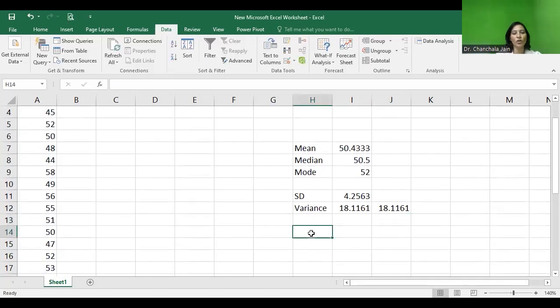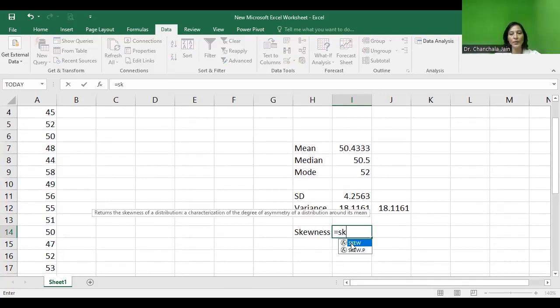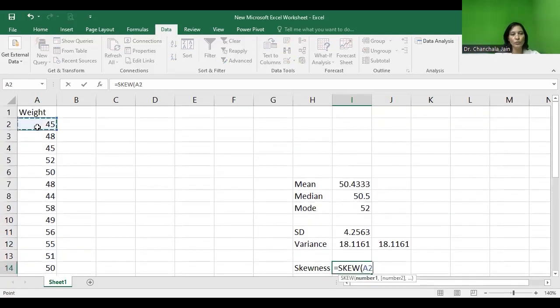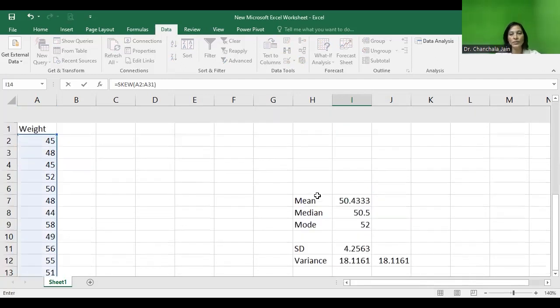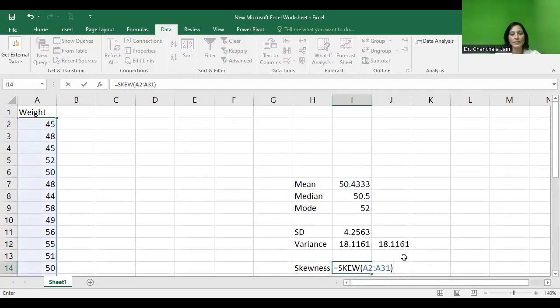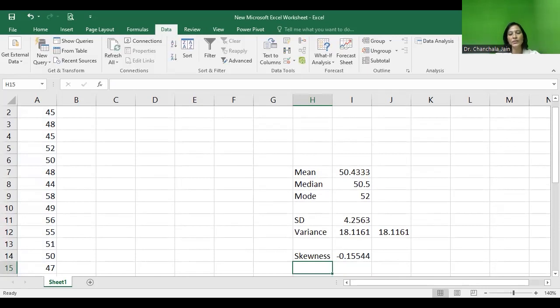Now moving ahead and talking about the measures of distribution. So that is skewness. You need to put an equal sign in the blank cell and then type SKE, and you would be able to see the function is SKEW. And in this function, you need to only give the range of your variable, and you can close the bracket and you can press the enter to get the skewness value.